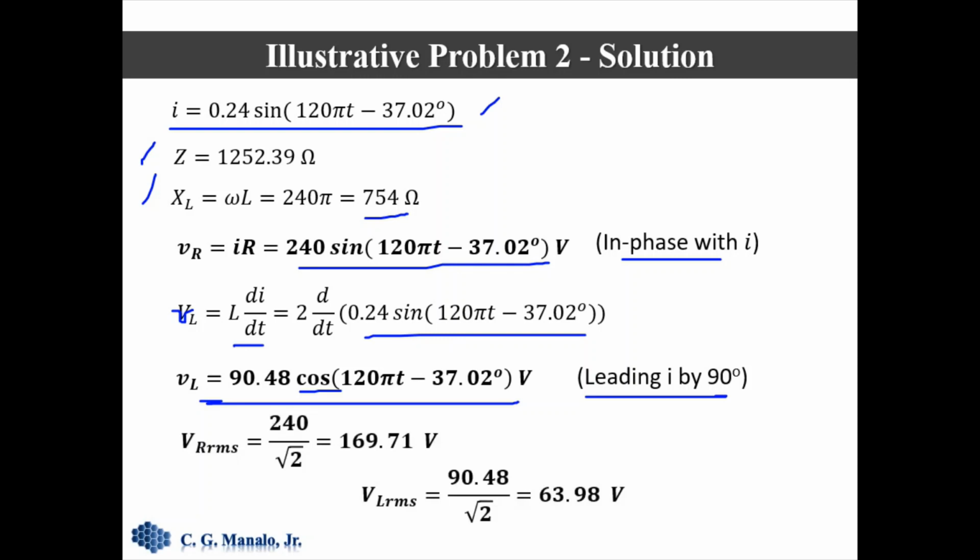RMS voltages, so we simply divide the amplitude of V sub R by square root of 2, that should give us this result, and V_L, that should give us this answer.